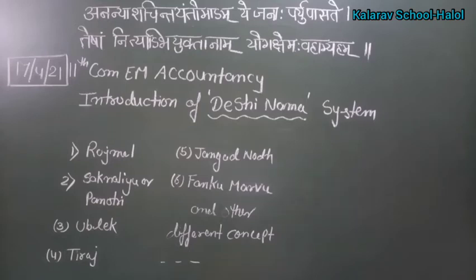Now this is our last chapter, that is the introduction of Desi Nama. So basically, till now you studied the golden rules of accounts, and as per that you prepared the general ledger and different kinds of other accounts. In the same way, in the Indian system of accounts, it is also scientific as well as a double entry system.